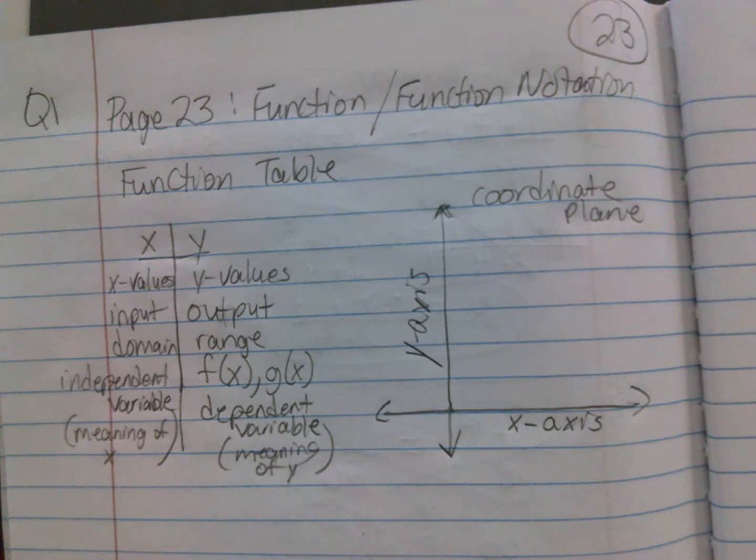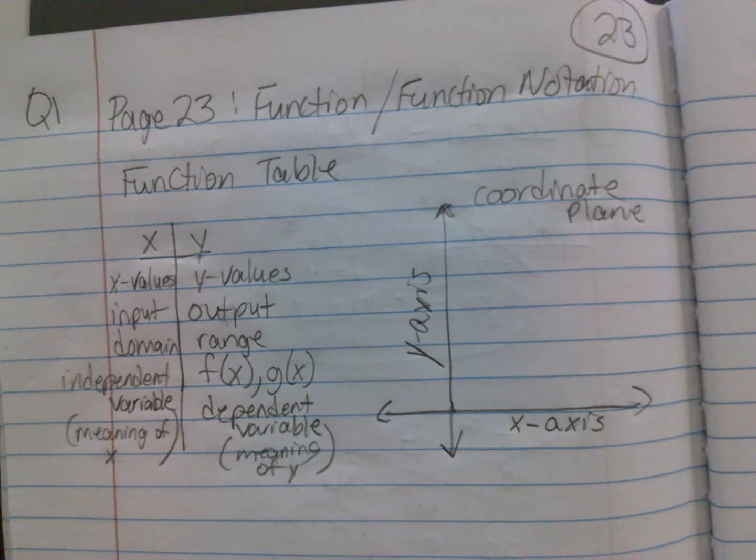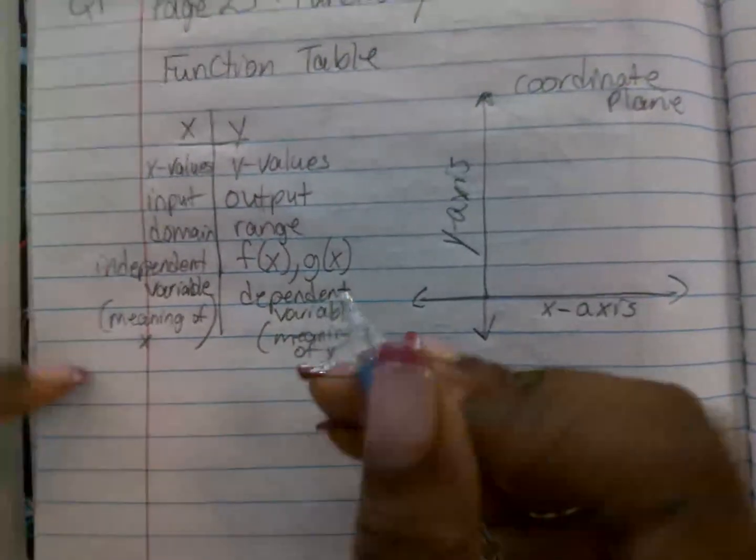So we got different names for x, we got different names for y. Our x values could be called x values, input, domain, independent variable. Our y values can be called y values, obviously, output, f of x, or dependent variable. Any questions so far? A set of ordered pairs is a relation.